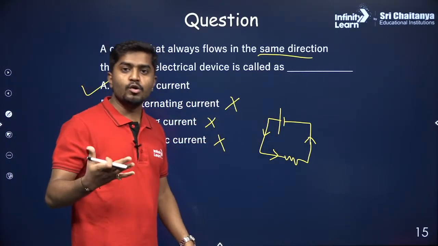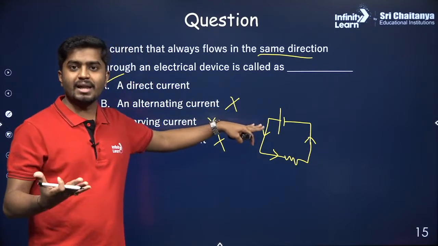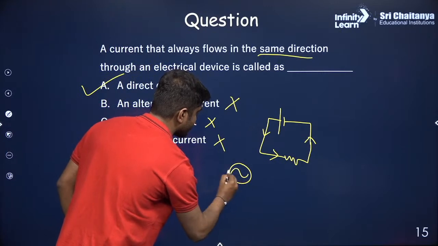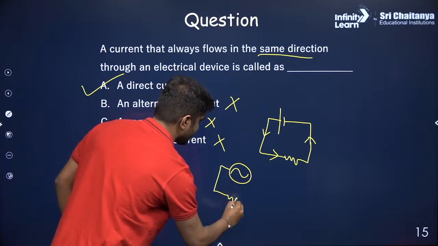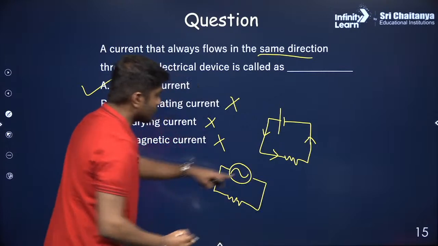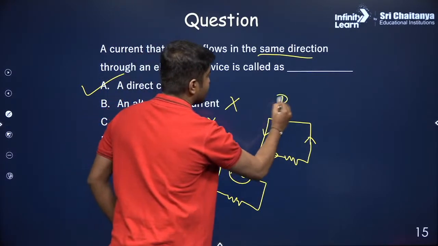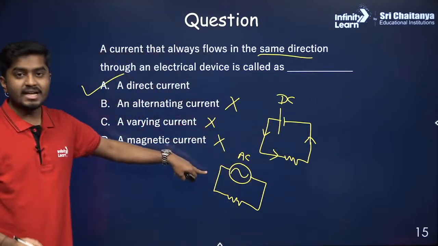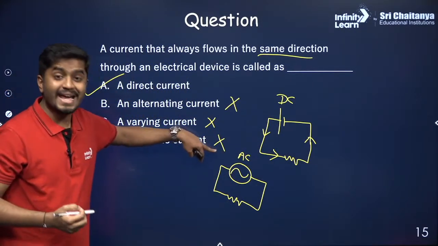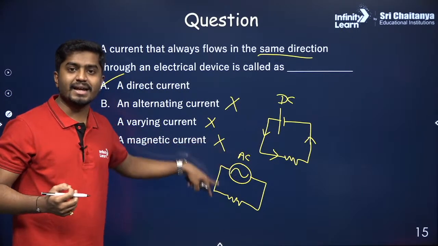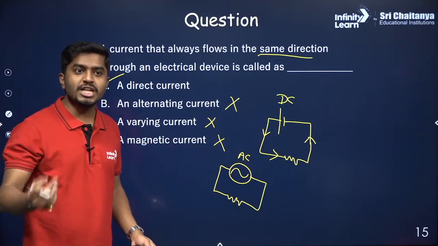And if you want to have a symbol for the alternating current, then we use this. So this is the alternating current, AC. This one is DC. So in AC, we do not mention any arrow for the current, because in this circuit, current direction keeps on changing.